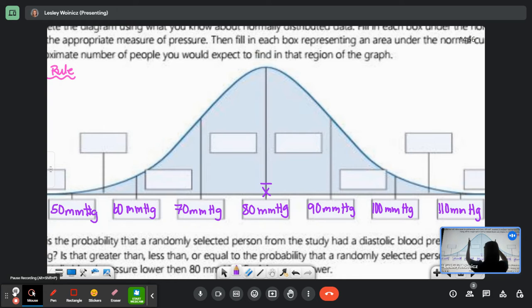Now, this is 68% of our data, right? Okay, but it's chopped in half by our mean. So what percent of our data is over here under this part of the curve? What's half of 68%? Correct. And this would also be 34%.